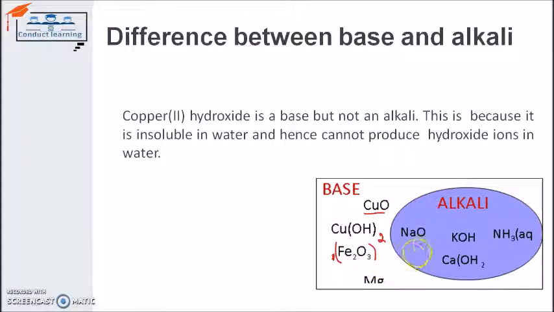On the other hand, sodium oxide, potassium hydroxide, ammonia and calcium hydroxide are all bases which, when put in water, produce ions. That's why they are alkalis and bases also. So sodium hydroxide, sodium oxide, potassium hydroxide, ammonia, calcium hydroxide are all alkalis because when they are put in water, they separate into ions and form a soluble base, an alkali.